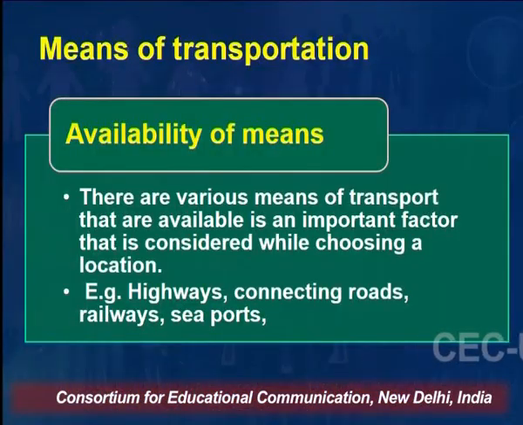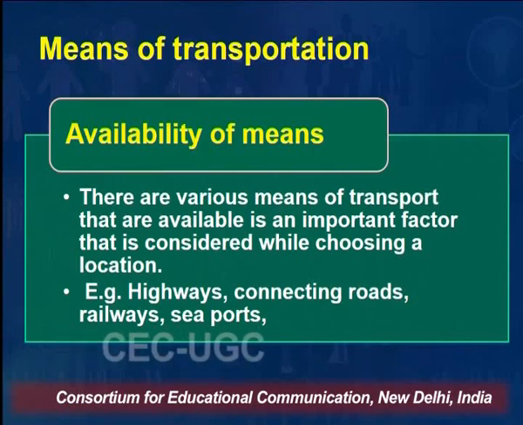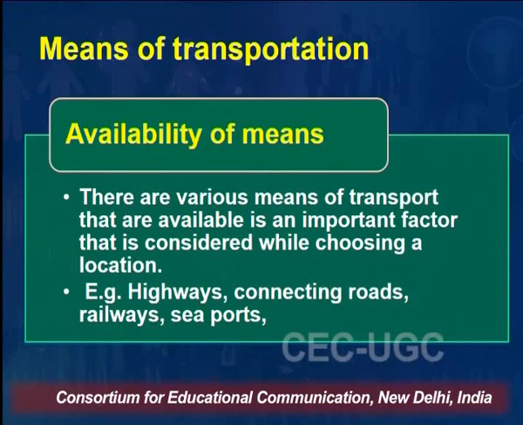It's not just one transport. So goods arrive, let's say, by ship, at the port. From the port, they will be transported further by road or by railways. So a lot of connectivity is required for different kinds of transport. So that is also very important. Then you have to see availability of means. There are various means of transport available, an important factor considered while choosing a location. As we talked about, highways, connecting roads, railways, seaports, etc. These are all necessary for any country.